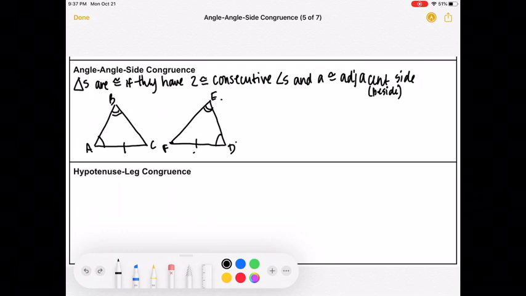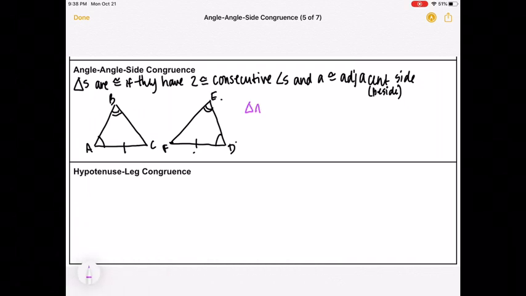All right, so from there, that gives us enough info that we can write our congruent statement. So I would say triangle ABC is congruent to triangle. Remember, I have to make sure these match up. So in this case, it's DEF. And then my reasoning would be AAS, so angle, angle, side, congruence.